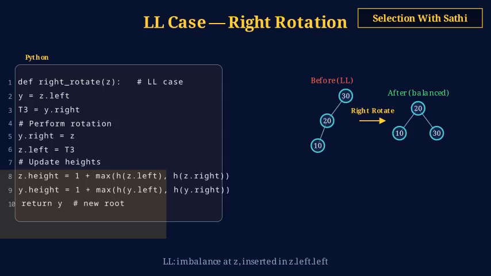Actually look at line 5, Y dot right equals Z, line 6, Z dot left equals T3. Lines 8 through 11, we update heights bottom up, Z first then Y, line 12, return Y as the new root of this subtree. This is a single rotation, just O of 1 pointer changes.